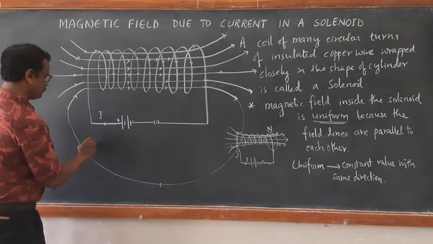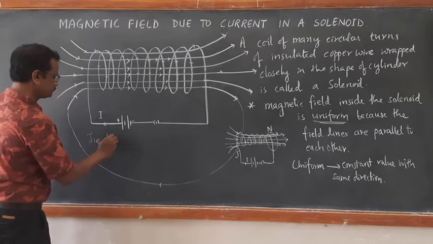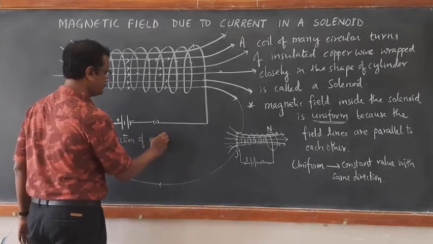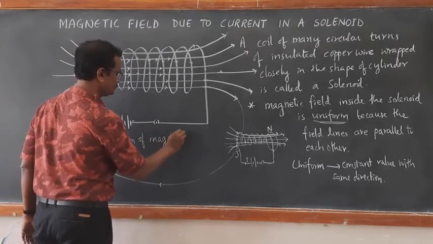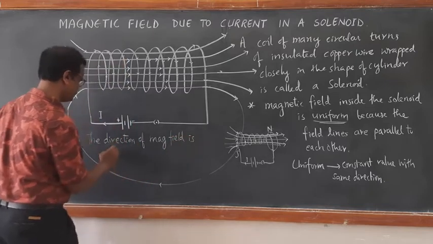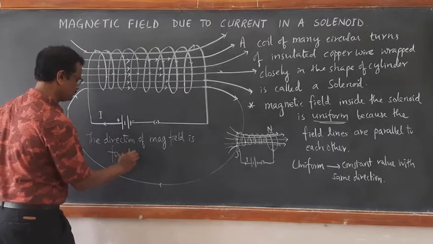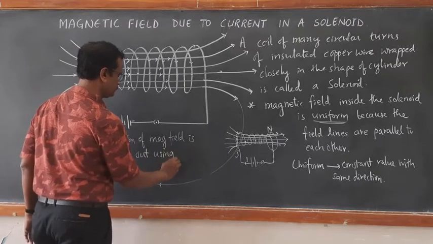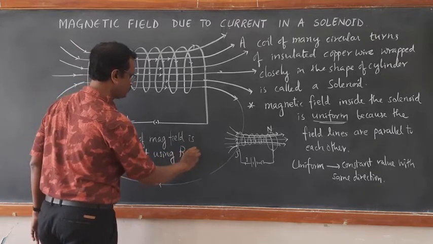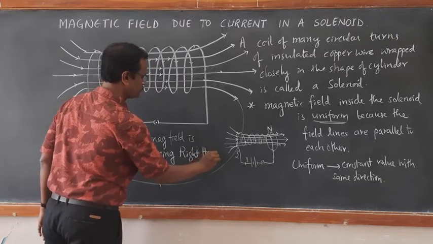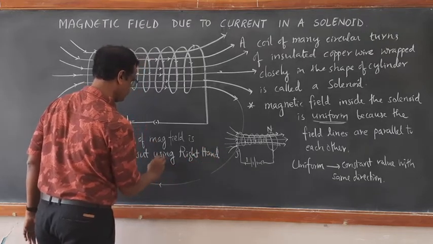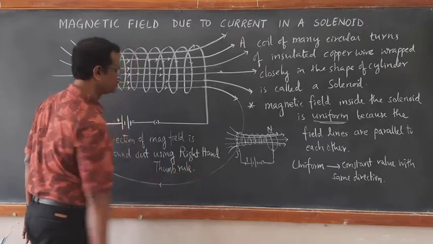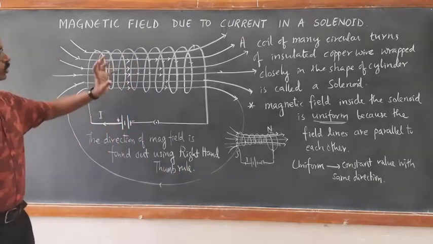So the direction of the magnetic field is found out using the right hand thumb rule, as we have used earlier. It is also called the screw rule.